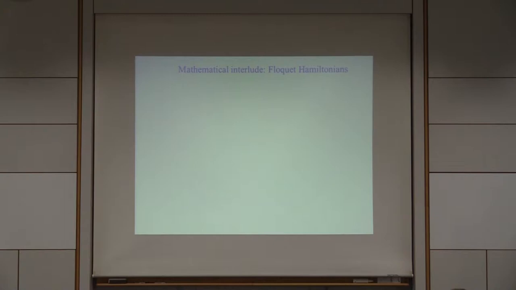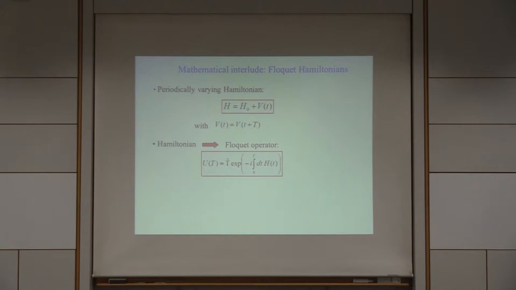The first thing to think about is if you have a periodically driven system, instead of diagonalizing a Hamiltonian, you have a Hamiltonian that's different for every instant in time. You have a constant piece in the Hamiltonian and a periodic piece in the Hamiltonian, so you can't just diagonalize this. You have to diagonalize something else. That something else is the Floquet operator, which means the evolution operator over a period. If you do that, instead of energy eigenstates, you end up with quasi-energy eigenstates.